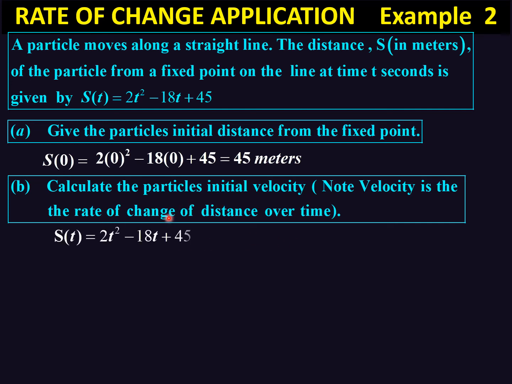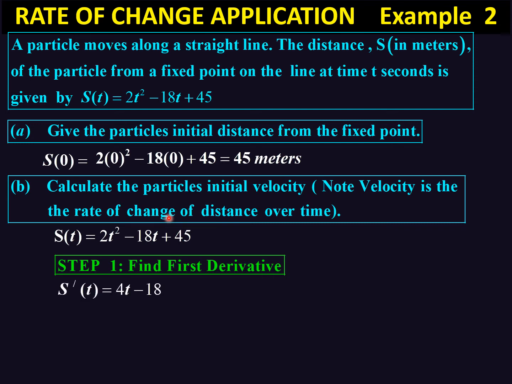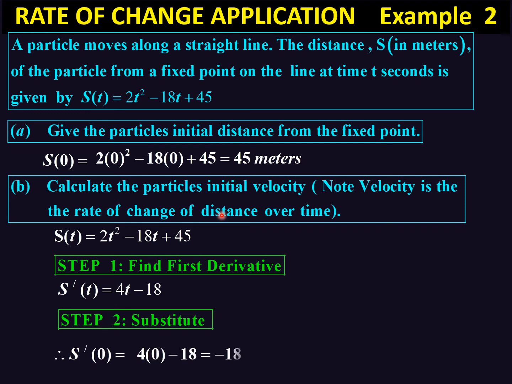That's correct. Let's differentiate. So we take the distance, we differentiate that, which gives us 4t minus 18. And after differentiating, I need to substitute, but which value? There's no value given, but the clue here is initial. And initial means when time is 0. So I substitute t equal to 0. Then I end up with 4 times 0 subtract 18, which gives us negative 18 meters per second. If they asked us to interpret this, what would we say here? That the velocity is decreasing.